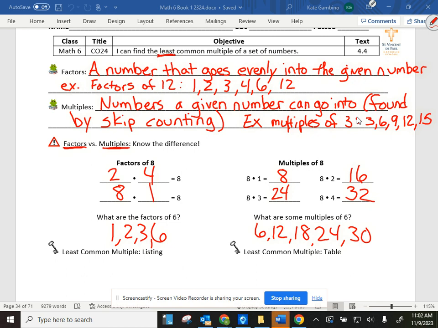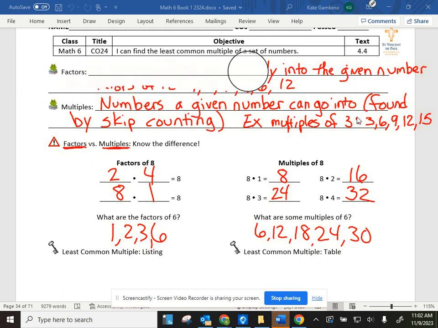I could ask Melanie to keep on going, and she could keep on going. 36, 42, 48, 54, 60, 66, 72. Oh my goodness, we could keep on going forever. So when we're working with multiples, we always start with 1, 6 times 1, and then we're skip counting up. 6 times 2, 6 times 3, 6 times 4.